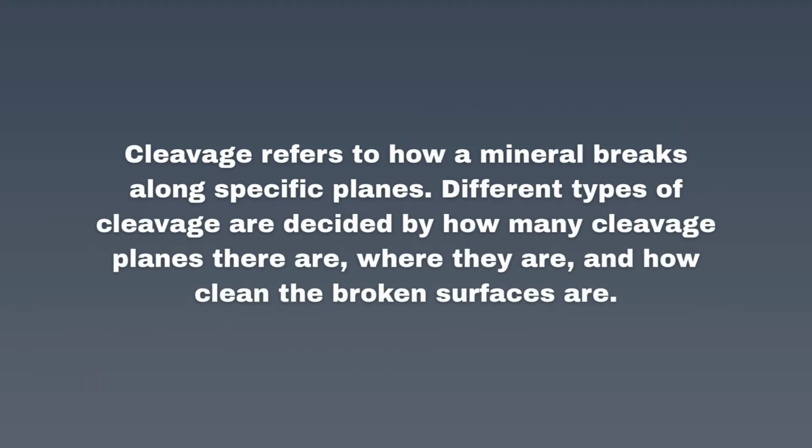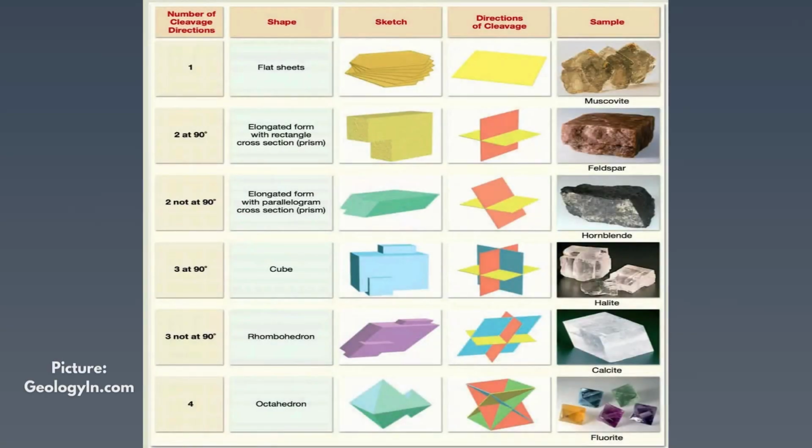Cleavage refers to how a mineral breaks along specific planes. Different types of cleavage are decided by how many cleavage planes there are, where they are, and how clean the broken surfaces are. This chart shows the number of cleavage directions, the shape, some pictures of the rocks, and the directions of the cleavage planes. Cleavage planes are also kind of important because sometimes they can cause some minerals to break really easily.